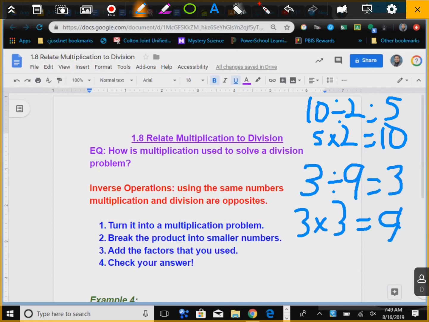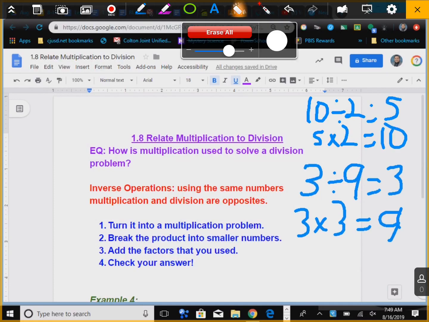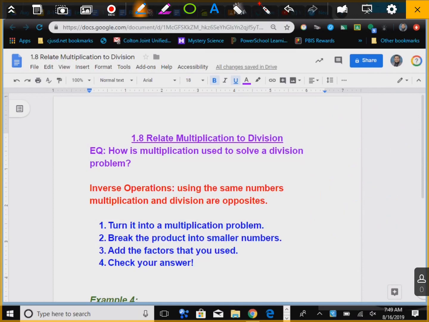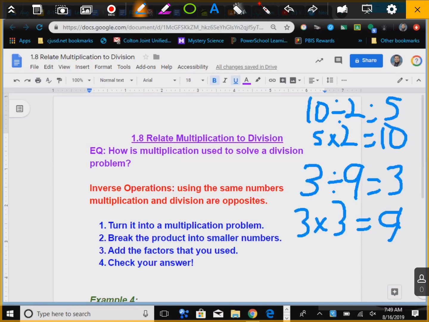Now I say this, that some of us might not know this, because I'll be honest, when I was around your age, this was a concept that I wasn't really aware of. If you need to get those, you can go ahead and pause. Okay, those are some examples. But that's what inverse operations is.